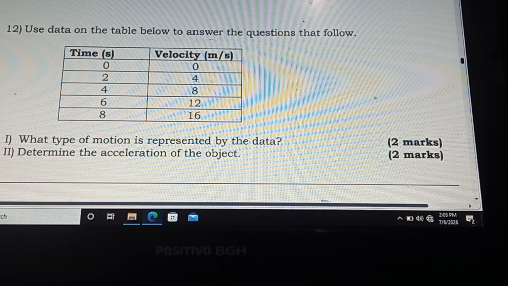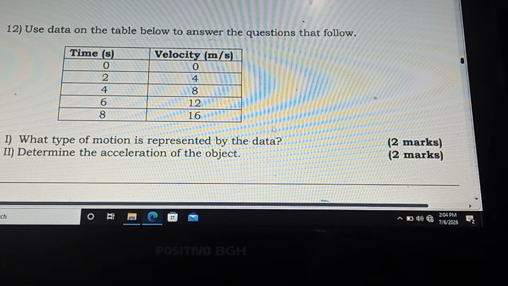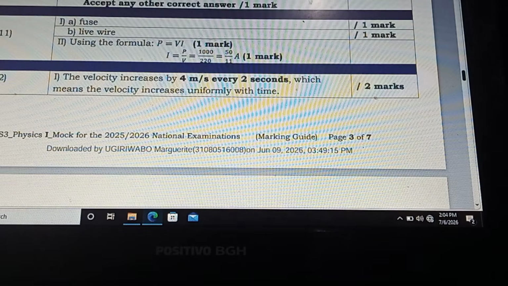This is the question 12. Read it carefully. This is the answer of question 12. I. The velocity increased by 4 meters per second every 2 seconds. Continue reading.